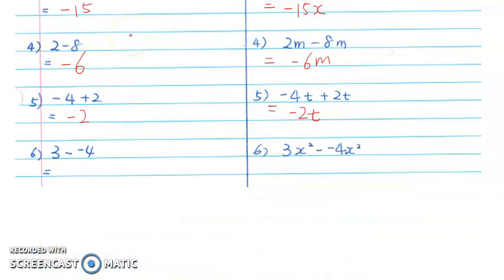Let's have a look at the next example. 3 minus negative 4. Remember, when a minus and a minus are next to each other, they become a plus. So this is the same as 3 plus 4, therefore it is equal to 7. And same as here, we've got 3x squared and x squared. Both are like terms, so great. 3x squared minus negative 4x squared becomes plus 4x squared. So 3 of them plus 4 of them, we have 7 of them, which is 7x squared.